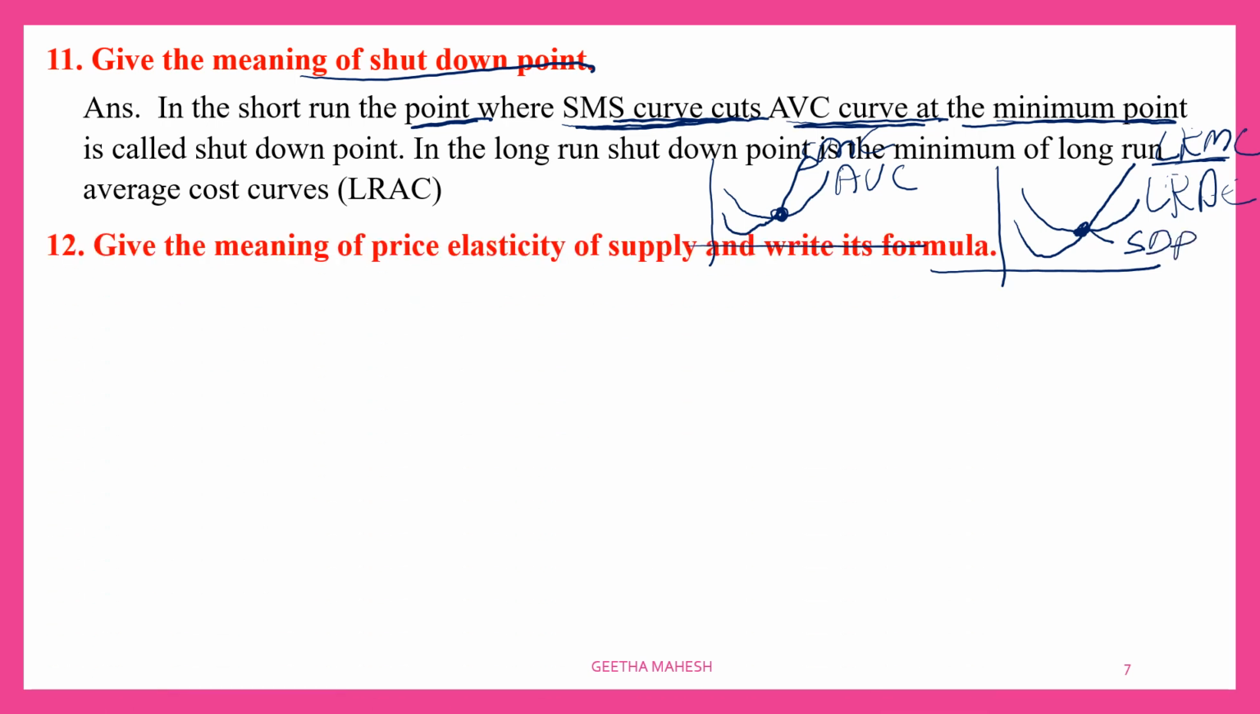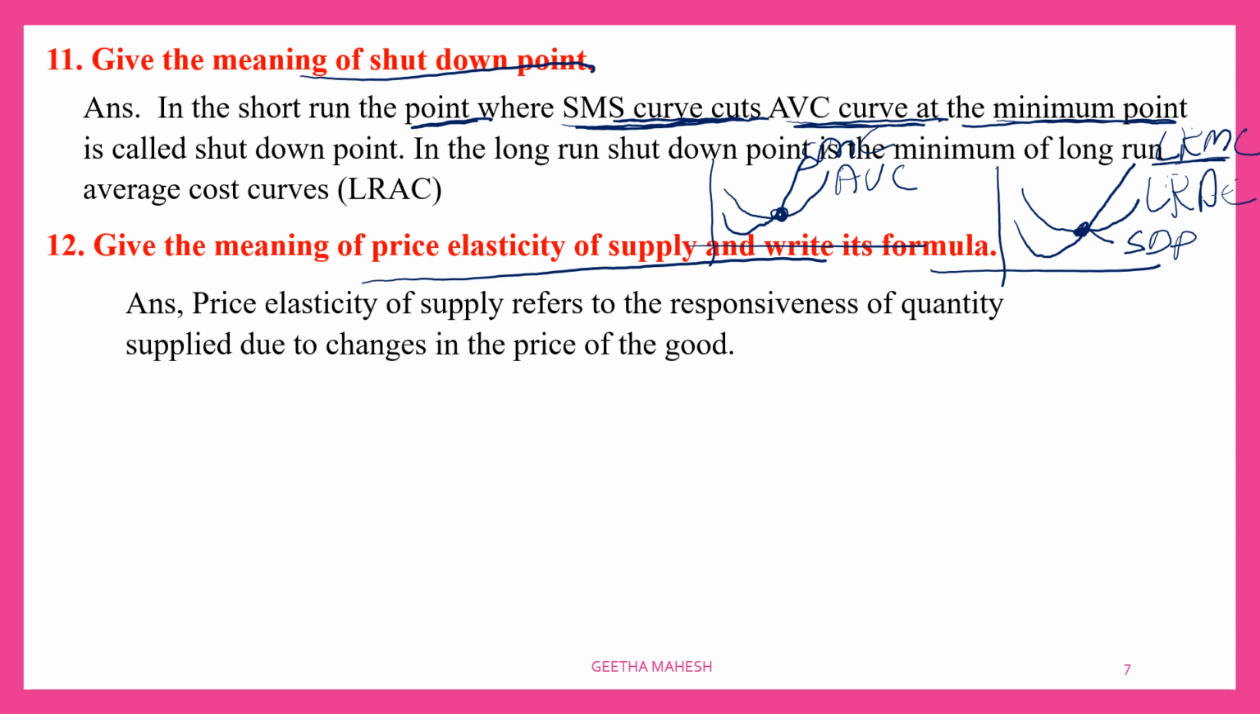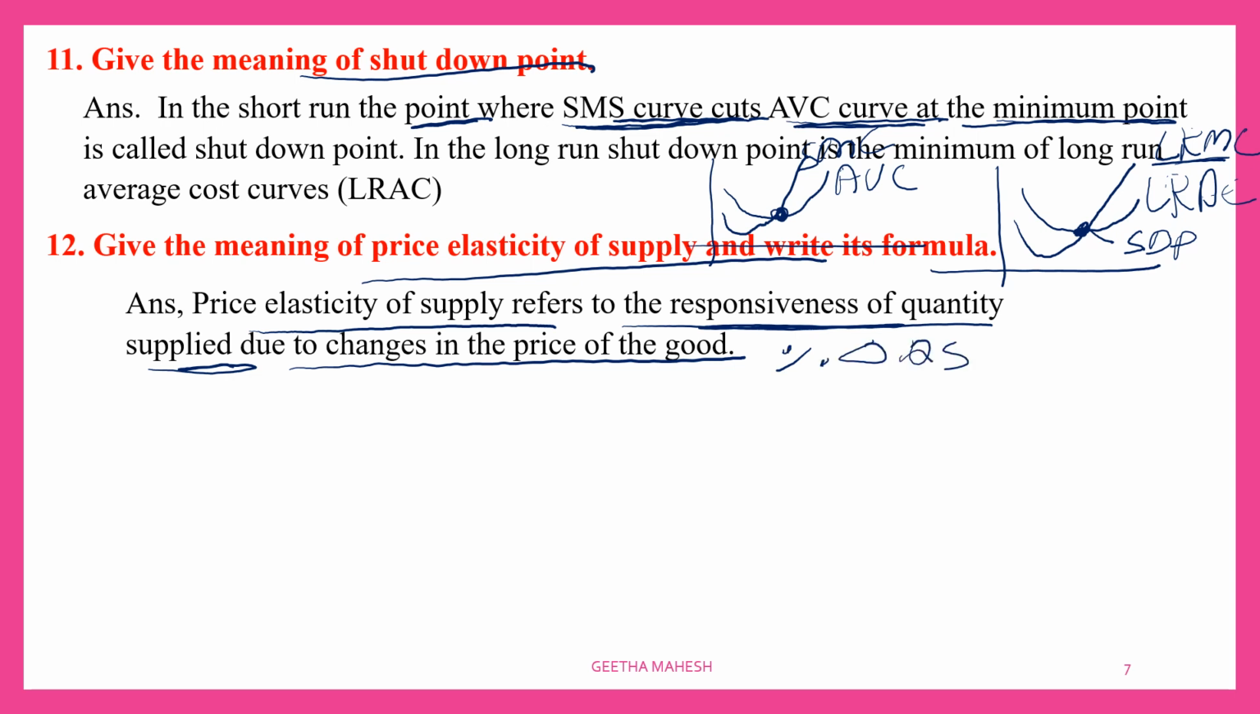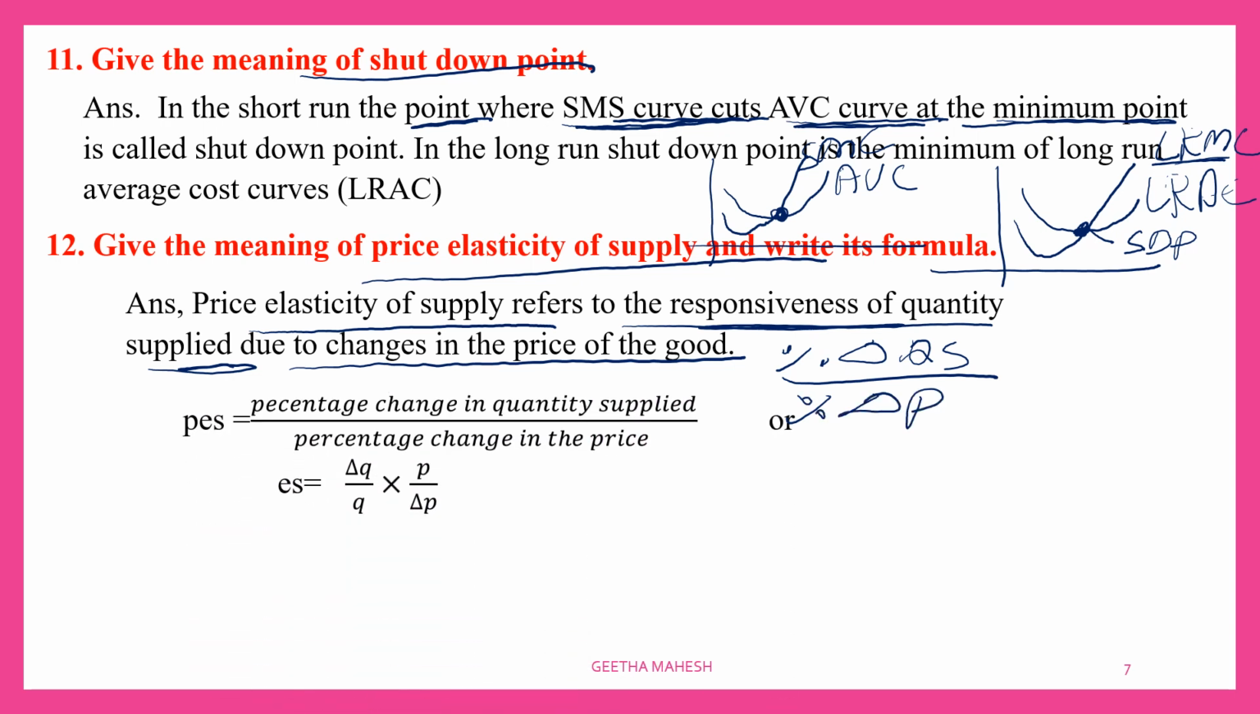Give the meaning of price elasticity of supply and write its formula. So, price elasticity of supply refers to the responsiveness of quantity supplied due to changes in the price of the good, or you can consider the percentage change in quantity supplied of a good divided by the percentage change in the price of a product. So, what is the formula for this? You can see here delta Q divided by Q into P divided by delta P, or you can rewrite this as delta Q divided by delta P into P divided by Q.